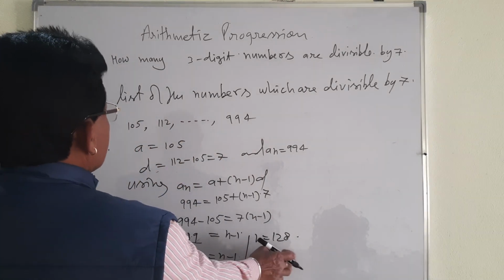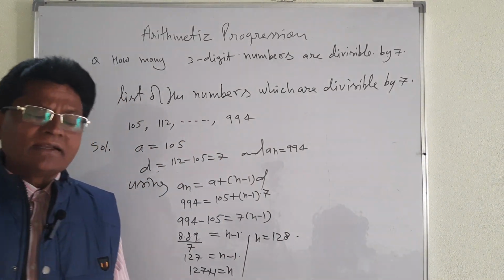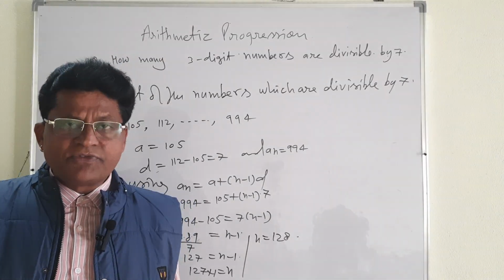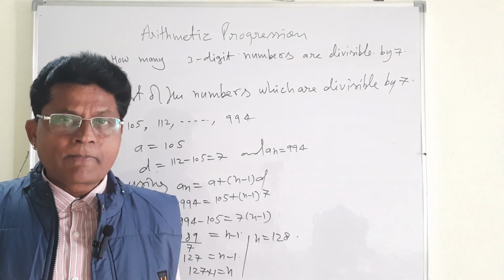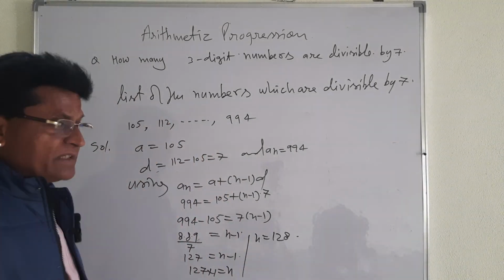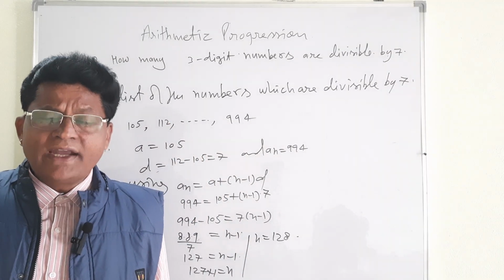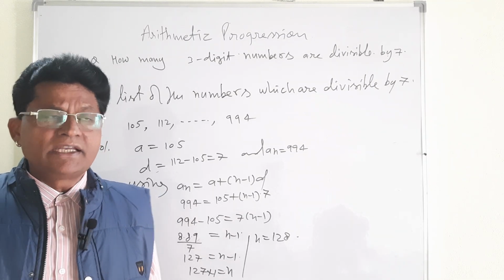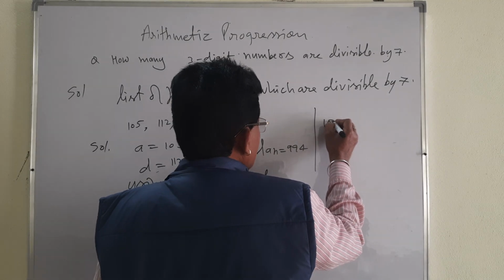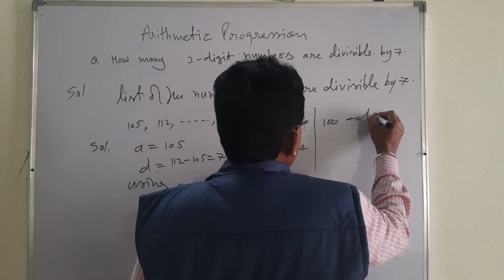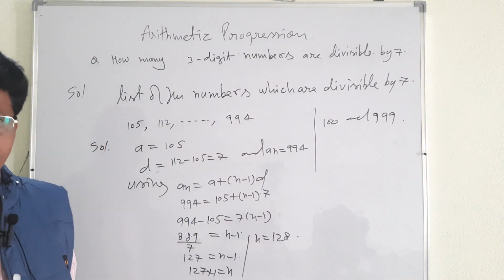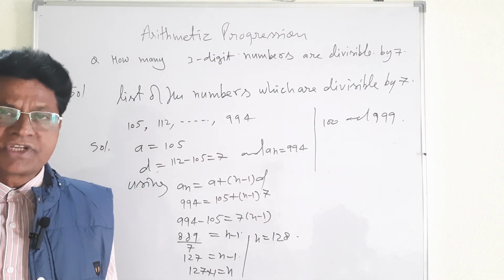That will be the number. How many numbers will be there? 128 numbers, 3-digit numbers, will be there which are divisible by 7. Sometimes the question may be asked: find the 3-digit numbers in between 100 and 999 which are divisible by 7. Like that also, you can generate the questions.